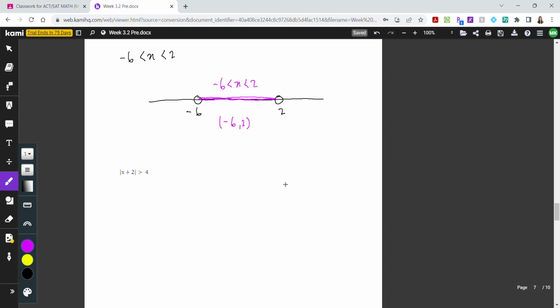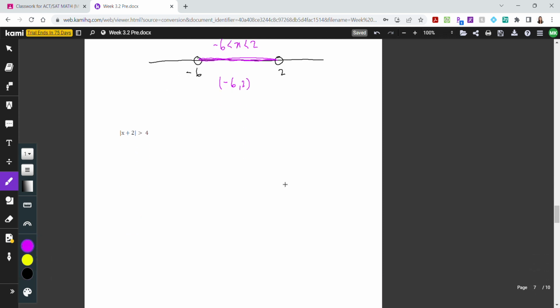Now, the next one that we have, look, absolute x plus 2 is greater than 4, which means we're in case 2. Oh, that's supposed to be black. There we go. Which means our answer is going to be set up as x is smaller than -a, or x is going to be greater than a, right?